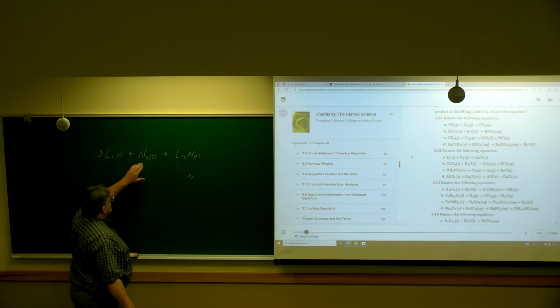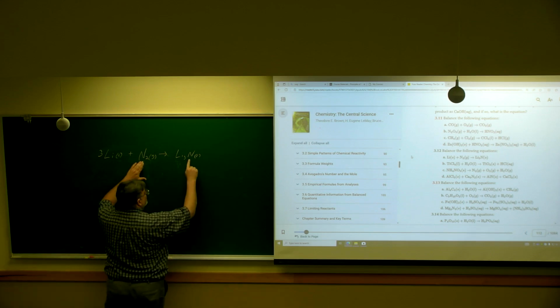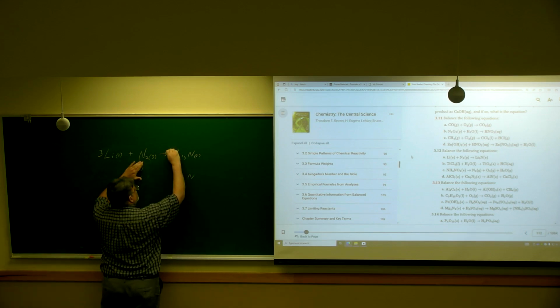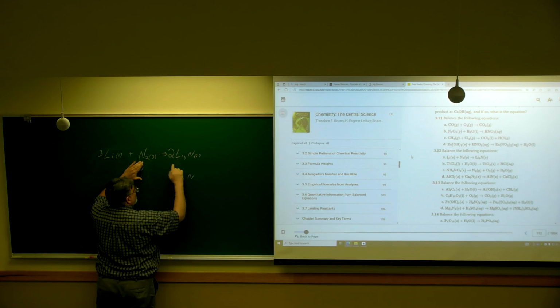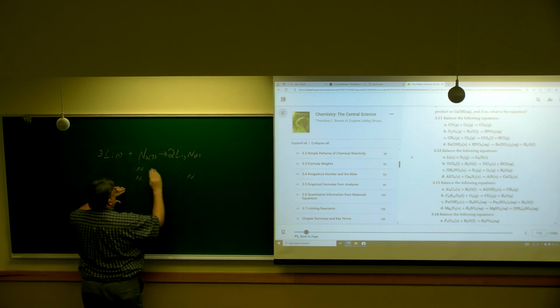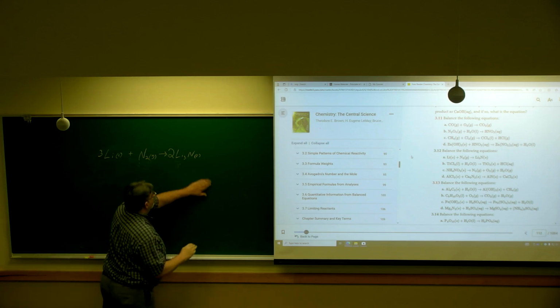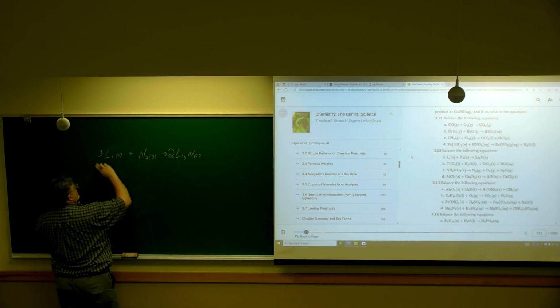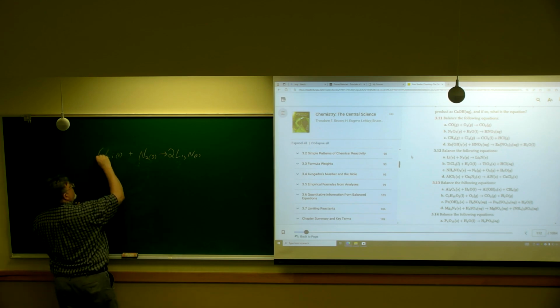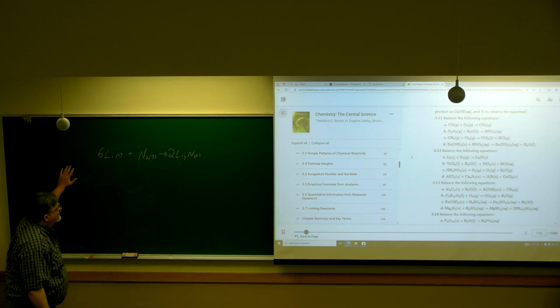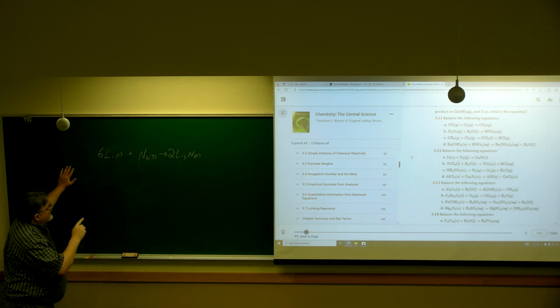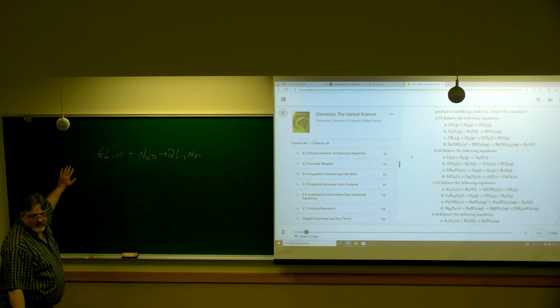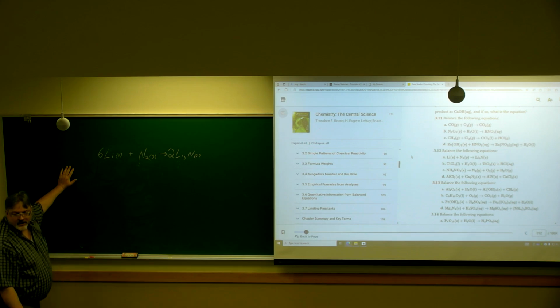And you look here and you've got 2 of these and only 1 of these, so I'm going to need to put a 2 here. Then I'll have 2 nitrogens, and the nitrogens will balance. But look, I've screwed up the lithium. Now I need 6 lithium, so I go over here and put a 6 here. I think that does it. 6 lithiums, 2 nitrogens, that'll do it. Now it's balanced. Do you see that? But did you notice I had to do it by trial and error?